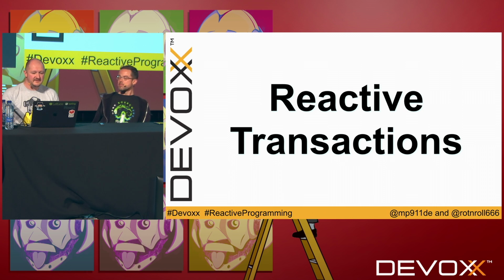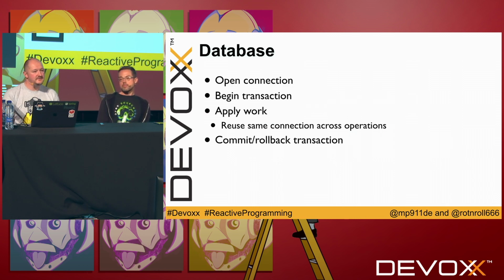And this brings us already to reactive transactions. Now, we've seen how imperative transactions are supposed to work. Let's talk now about how reactive transactions are supposed to work. And guess what? With the example of the database, you go to your database, open a connection, begin a transaction, apply work, and then you clean up. And this isn't different from imperative transactions. Actually, that's exactly the same way how imperative transactions work.